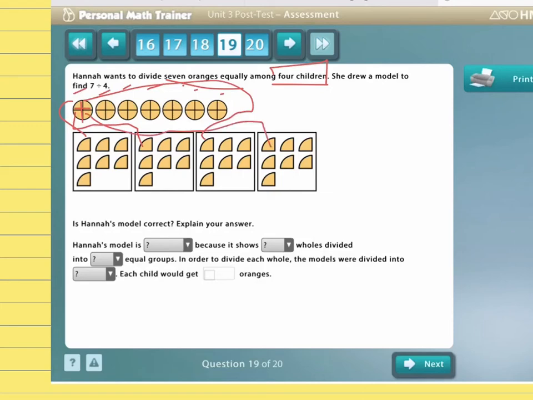So yes, this model is correct because you have 1, 2, 3, 4, 5, 6, 7, and 1, 2, 3, 4, 5, 6, 7. Each kid gets 7/4 of each of the oranges altogether. Is it correct? Yes. Each child would get 7/4 oranges or 1 3/4 oranges, and the model does show that 1 3/4.